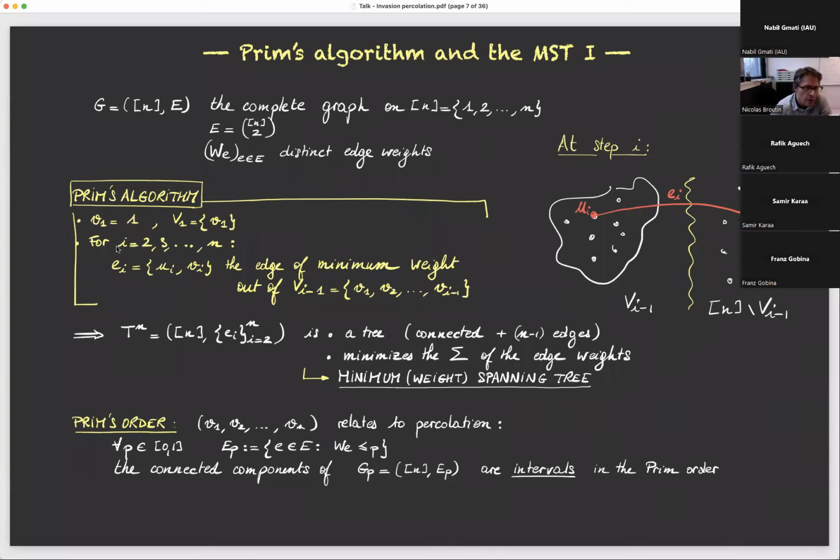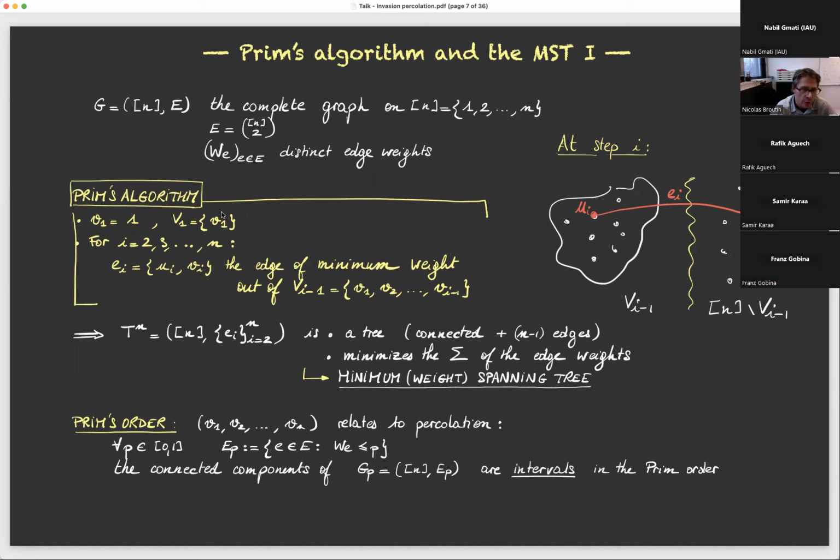So what you do is at step I, you look for the cheapest edge that connects the set of nodes V1 to Vi-1 to the outside of the world. And you say that the new node is called Vi, and the extremity of the edge that is in V1 to Vi-1 is called Ui. Okay, so at every step, you add an edge. And doing this, you build a tree, because each time you cannot create a cycle, because you always shoot to someone that you've not seen before.